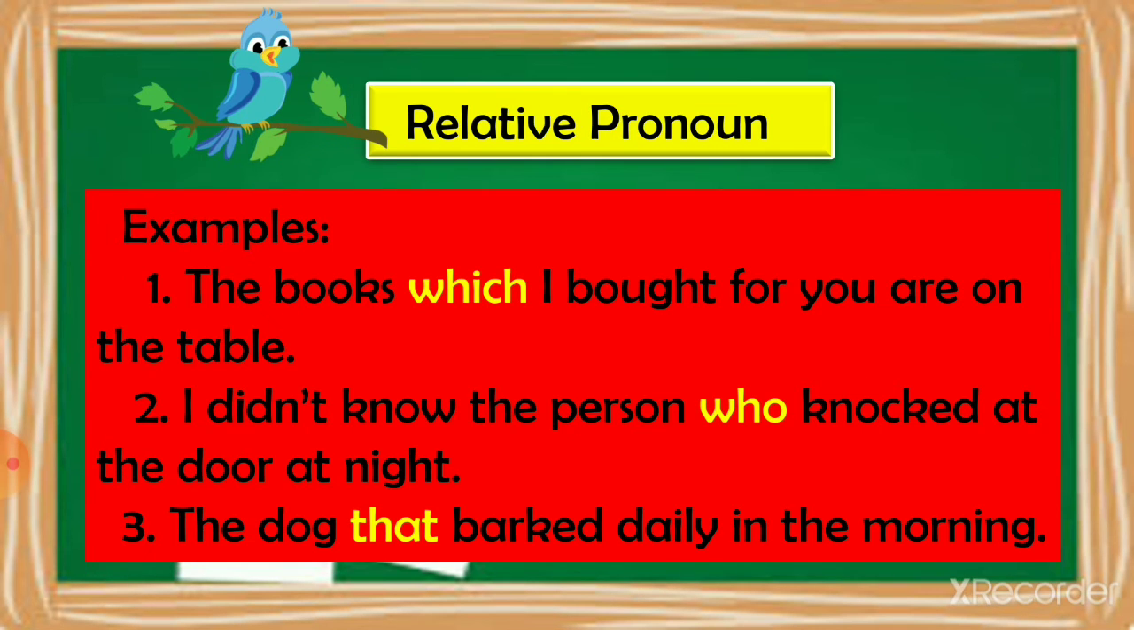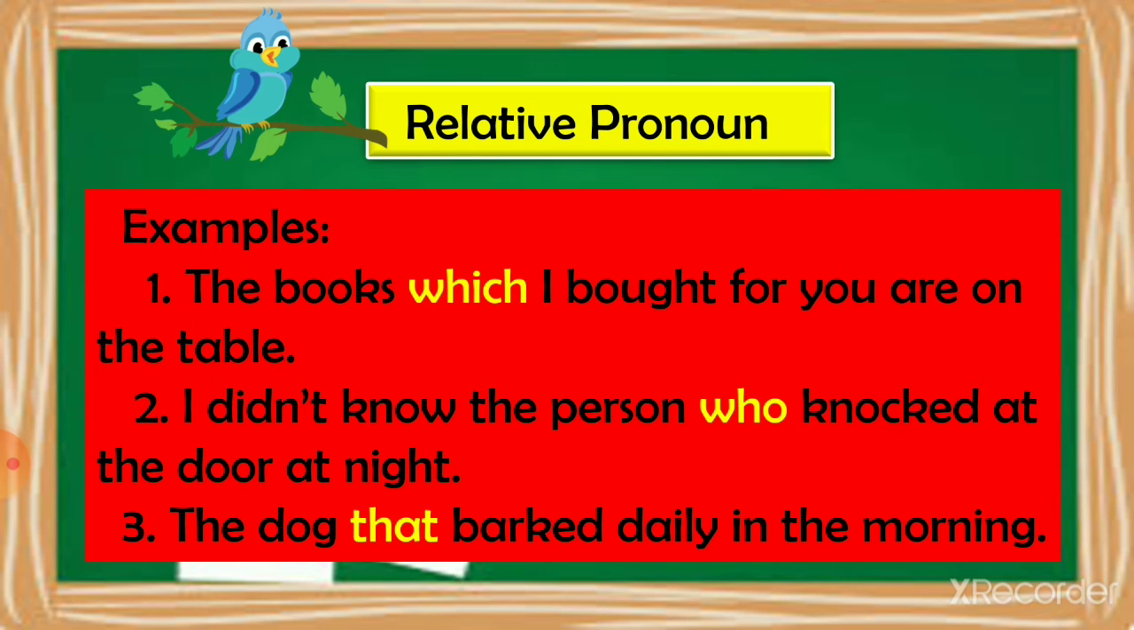Let us see some examples. The books which I bought for you are on the table, right? Now here the relative pronoun is which, and it is a pronoun which refers to the noun mentioned before it. Now, the books which, okay? So, this relative pronoun refers to the books.